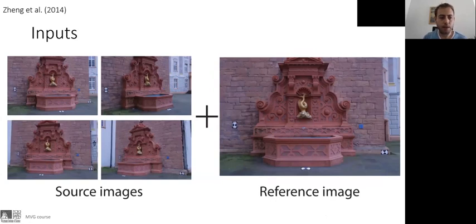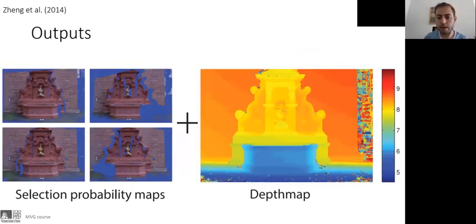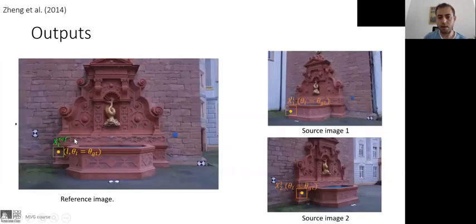Therefore, what they suggest is, in general, to get an input of source images and a reference image, and the task is to find the depth map of each pixel in the source image, and to have probability maps for each reference pixel to be observed in each source image. And here they show these probability maps. So let's see how it works.